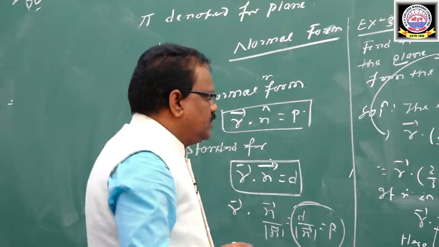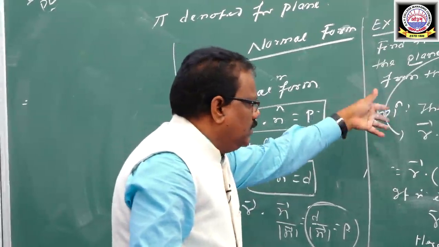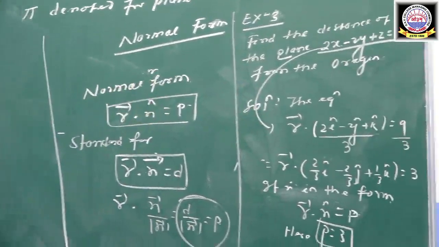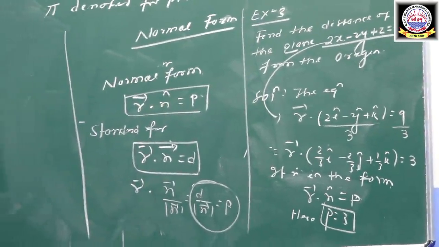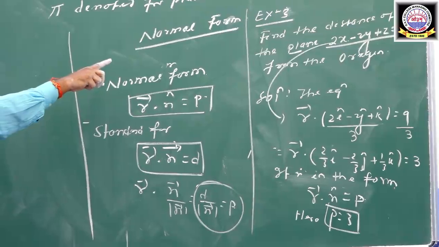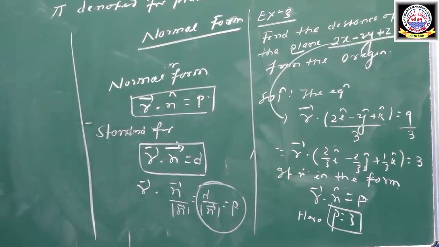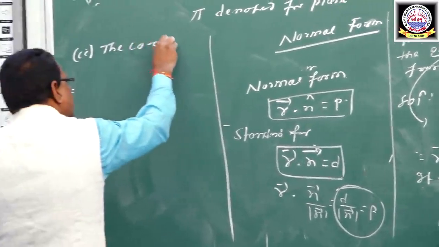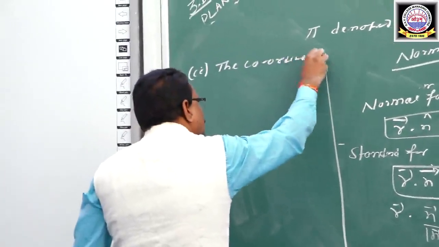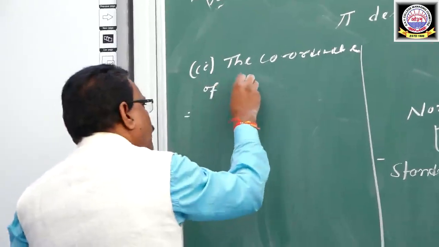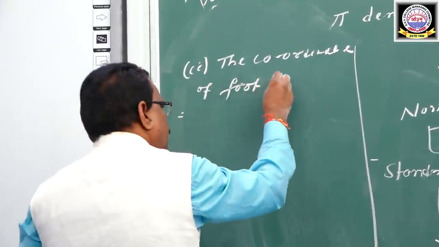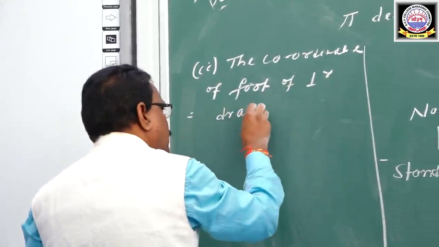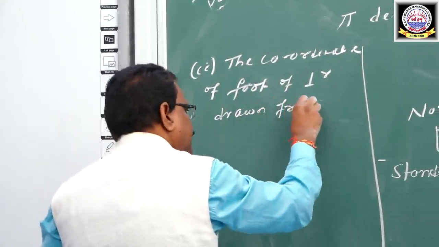In the same question there is another part. First one, the distance of the plane from the origin. Second, the coordinates of the foot of the perpendicular drawn from the origin.